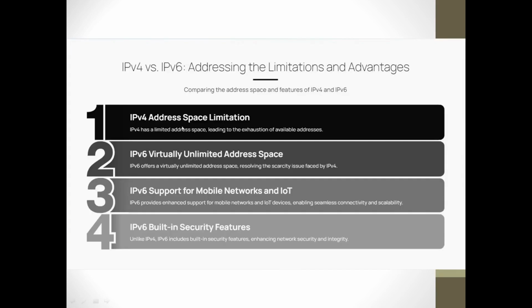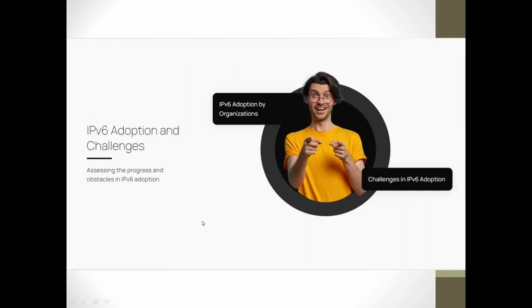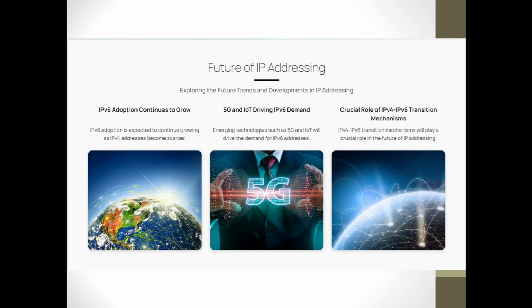So these are some limitations: IPv4 has a space limitation, while IPv6 has virtually unlimited address space. It supports multiple mobile networks and IoT devices. It has built-in security features. So IPv6 is the upcoming successor of the IPv4 addressing scheme, and it is the future of IP addressing. It is used in many technologies such as 5G and IoT, which will drive the demand for IPv6 addresses.